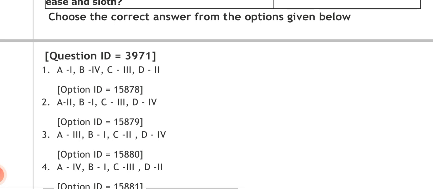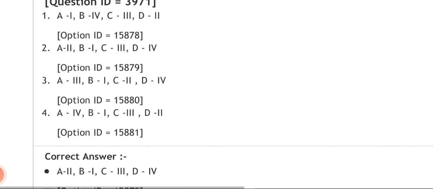The options are given like this. Look: 1, A1, B4, C3, D2; 2, A2, B1, C3, D4; 3, A3, B1, C2, D4; 4, A4, B1, C3, D2. So the correct one is A2, B1, C3, D4. That means option number 2 is correct.